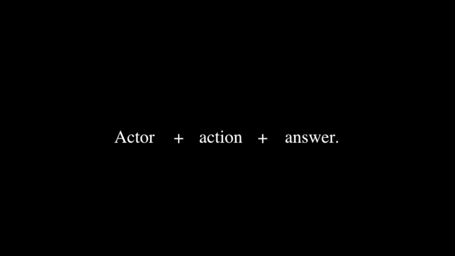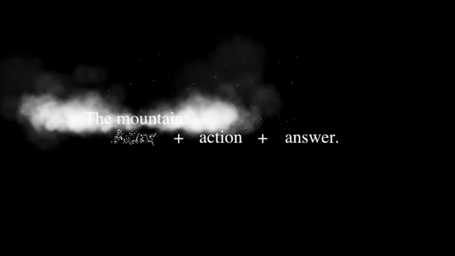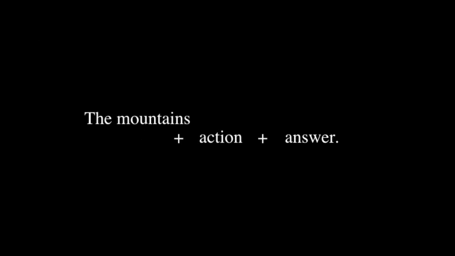So let's start with what I would consider the most basic of all simple sentences. And that's when you have one actor plus one action plus one answer. Okay, so what will our actor be? We're going to use the mountains. Obviously, the mountains is a thing actor. It's a tangible thing. What did the mountains do? We have to give them an action. They appeared. And where did the mountains appear? The mountains appeared in the distance. So that is answering the question, where they appeared. Then we put our period down and we've created the most basic of simple sentences, actor plus action plus answer.